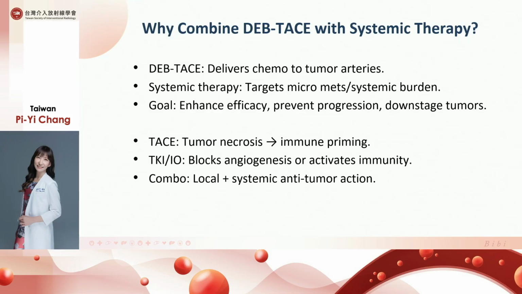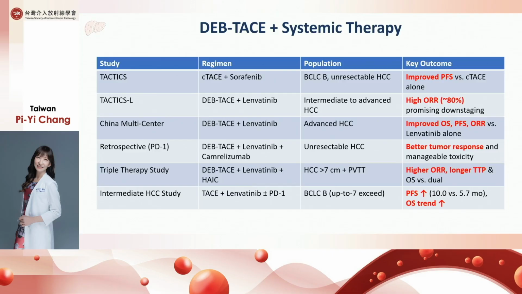So TACE will get tumor necrosis, and it might be immune-promoting also. And systemic therapy blocks angiogenesis or activates immunity. So combining these two treatments, locoregional treatment with systemic treatment, might have an anti-tumor action. Actually, Dr. Liu has already told us about the articles. You can see there are several articles published for DAPTase with systemic therapies, and it's quite promising to improve progression-free survival and to have a higher objective response rate.